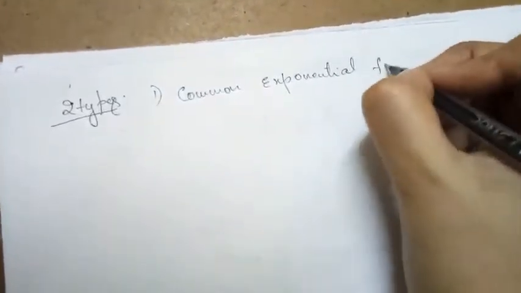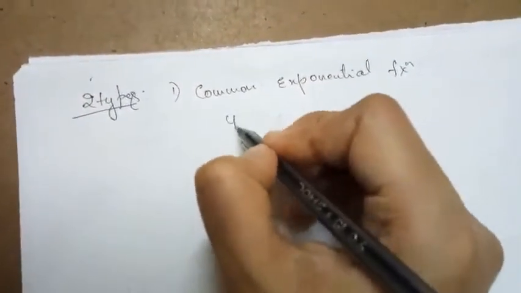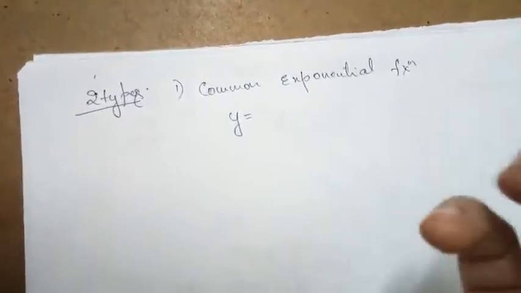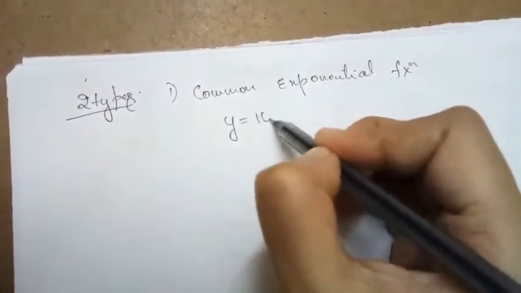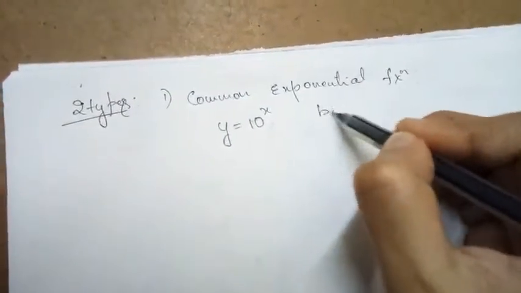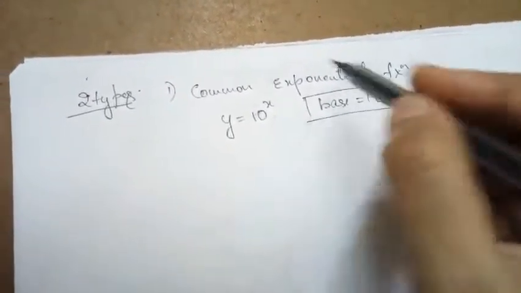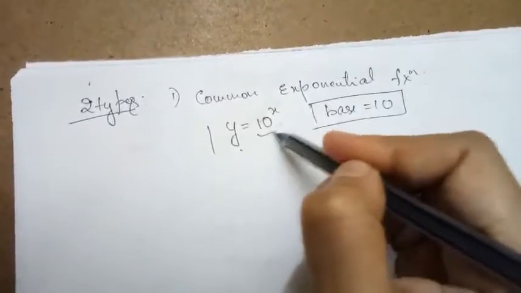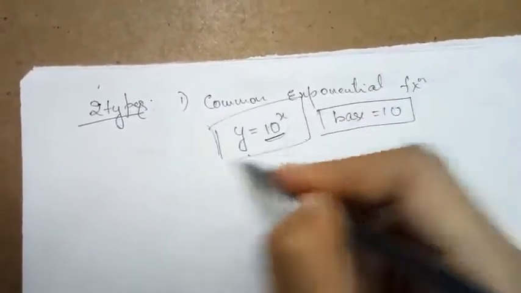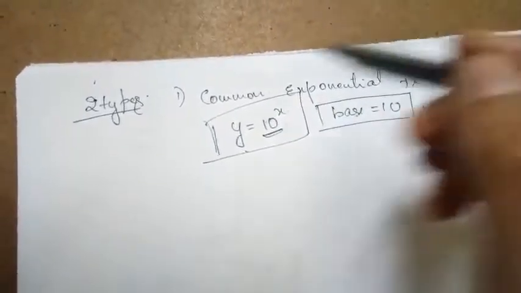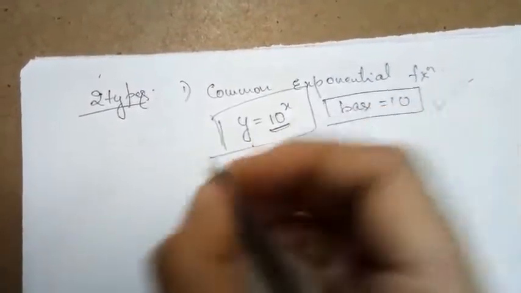Common exponential function. What is this common exponential function? If I consider a function y is equal to 10 to the power x, where the base of the function is 10, such type of exponential function is called a common exponential function.